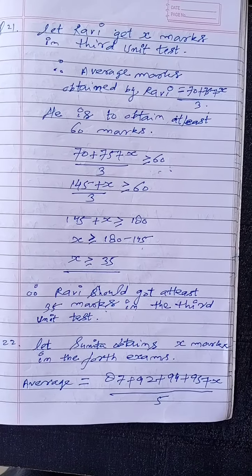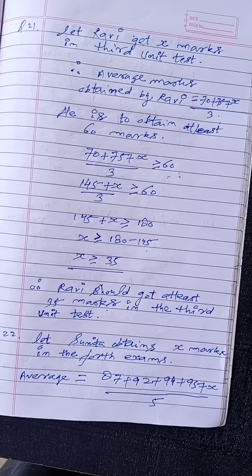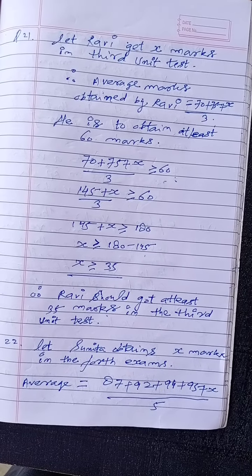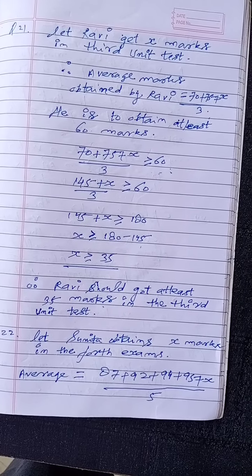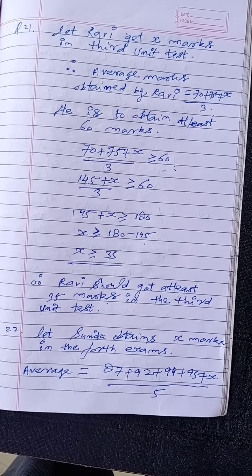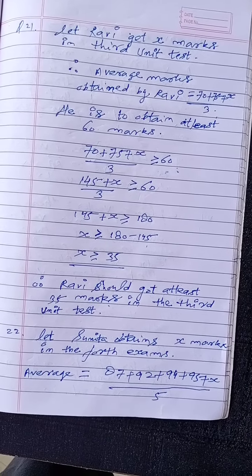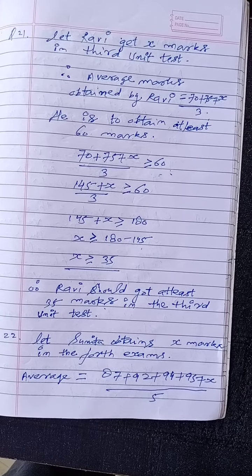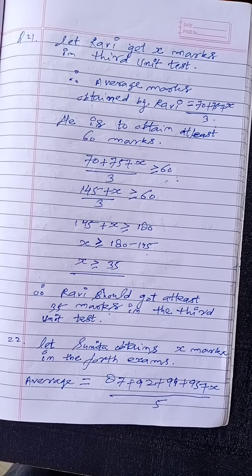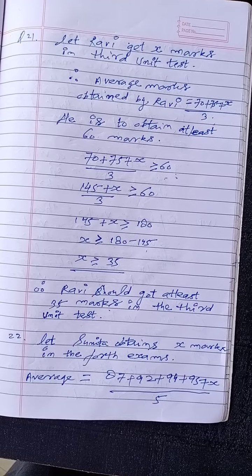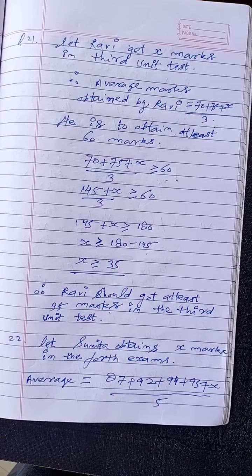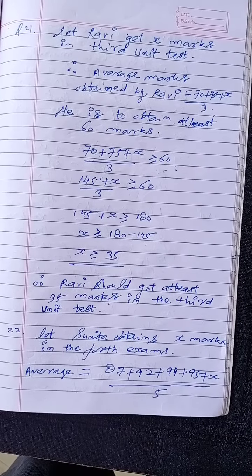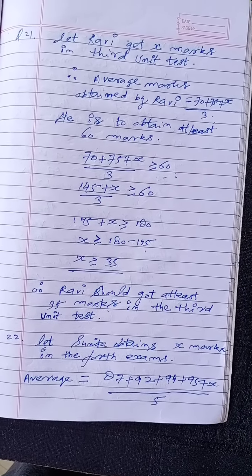Now what is question number 22? It's a very good question. To receive grade A in a course, one must obtain an average of 90 marks or more in 5 examinations each of 100. Sunita's marks in the first 4 examinations are 87, 92, 94, 95. Find the minimum marks that Sunita must obtain in the 5th examination to get grade A. It is of the same type.